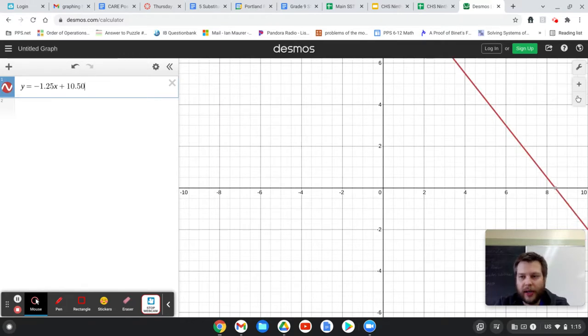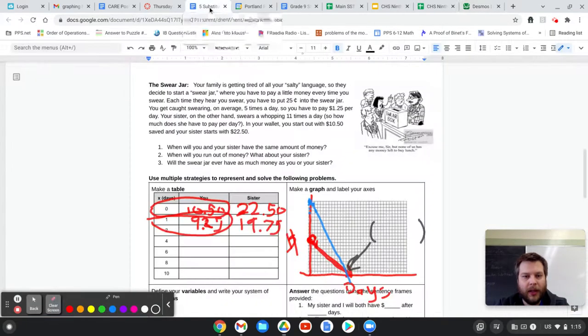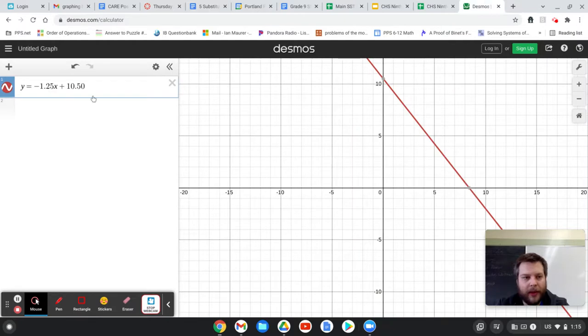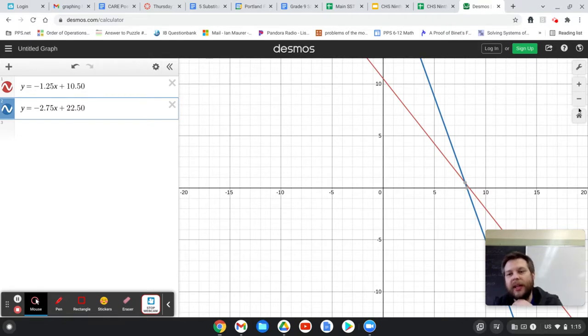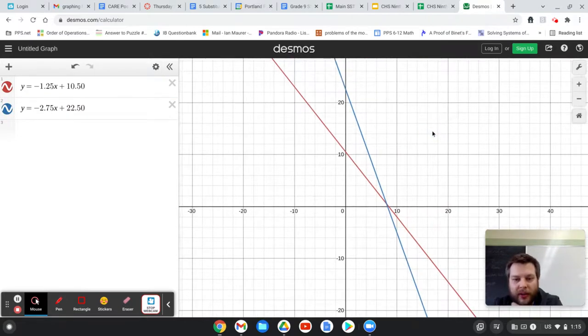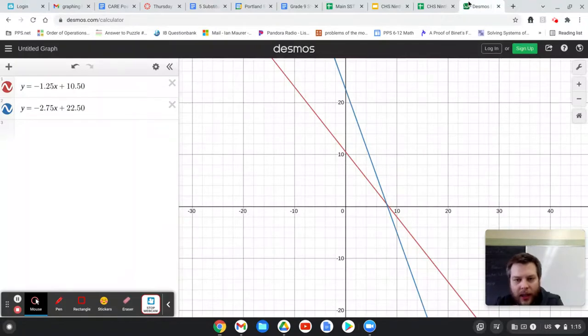So the red line represents my amount of money. You can see that is fairly close to what I drew with the red line by hand. There it is, a little bit more precise. My sister lost $2.75 a day, but she started with $22.50. And so you can see in blue, there's the sister's line. Compare that to what I drew by hand. Looks pretty similar, just a lot more accurate on Desmos. And then they do meet up.